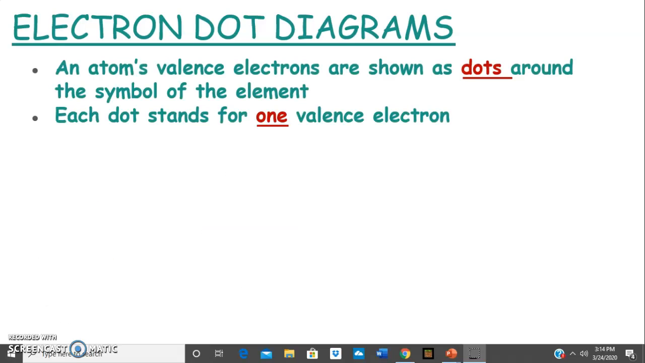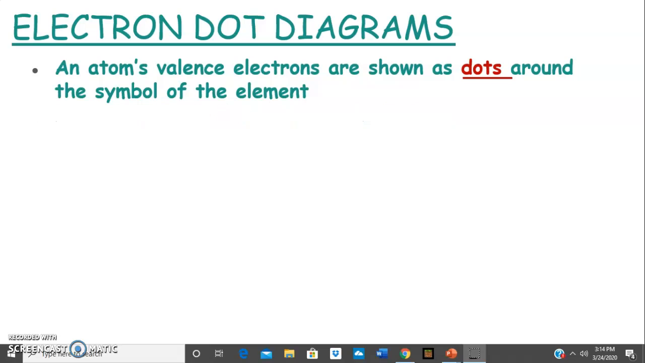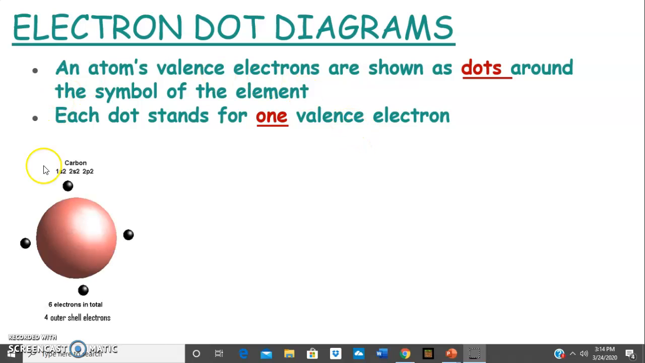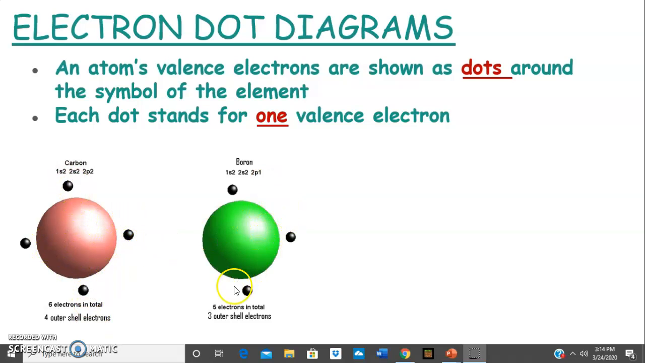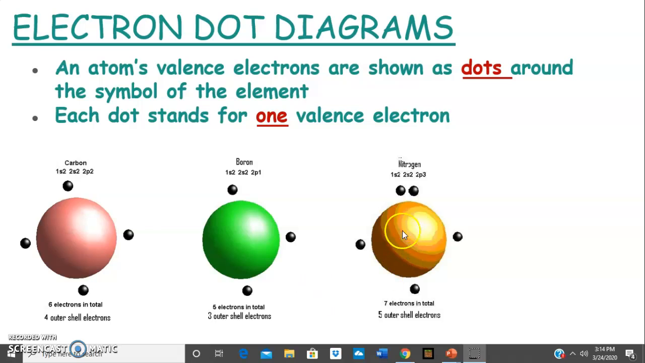All right, so for electron dot diagrams, an atom's valence electrons are shown as dots around the symbol of an element. Each dot stands for 1 valence electron, so this is where we're talking about our Lewis dots. For example here we have carbon. It has 4 outer shell electrons, 4 valence electrons, so I go 1, 2, 3, 4. Boron here has 3 outer shell electrons, 3 valence electrons, so I go 1, 2, 3.